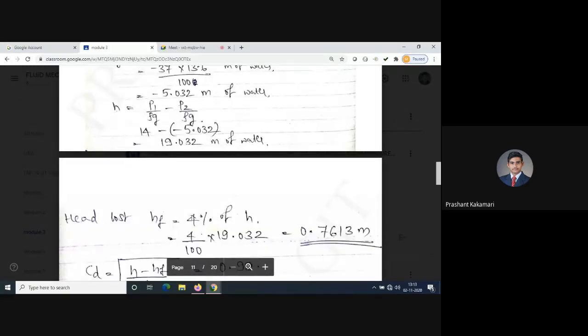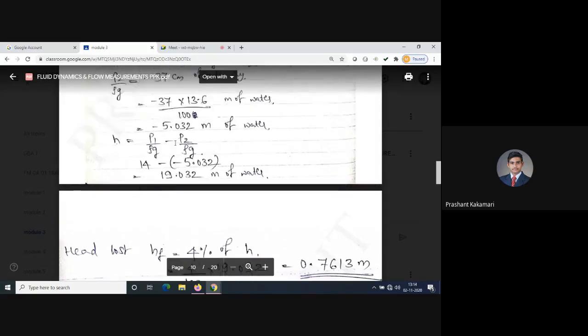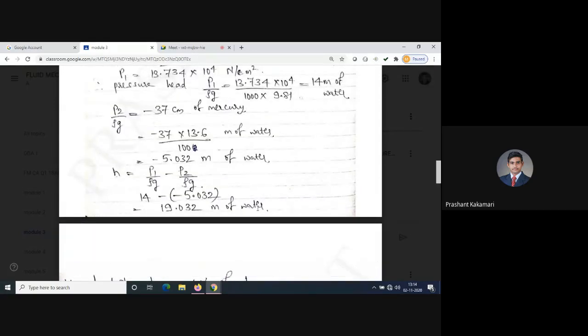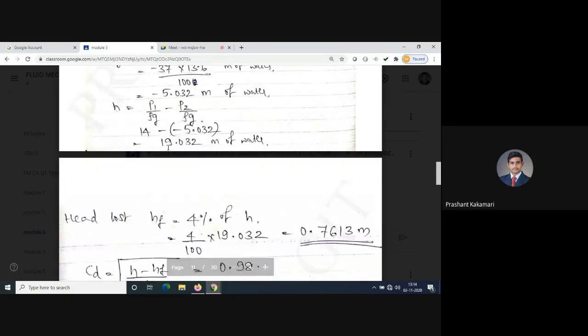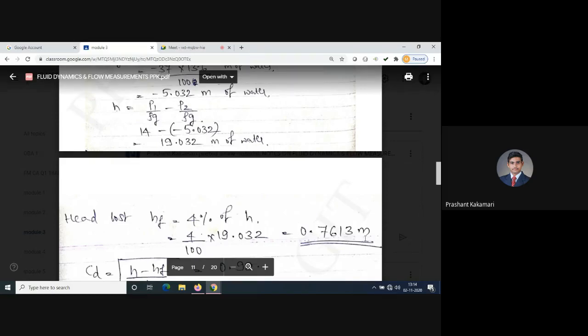So next step in the Bernoulli's formula, earlier I have told you the head loss, how to consider these head losses. So this is the total head, the total head of water which is flowing in the pipe, that is 19.032 meters of water. Now in this, 4% loss is there. So that 4%, what you have to do now, you can multiply with this, 4%, that is 0.04, you can multiply, and one can find out this 0.7613 meters, that we have to subtract from this total head loss.